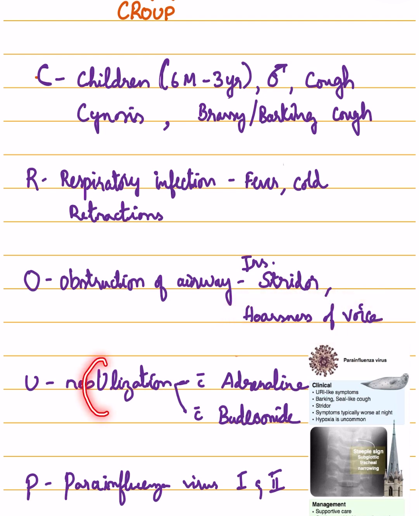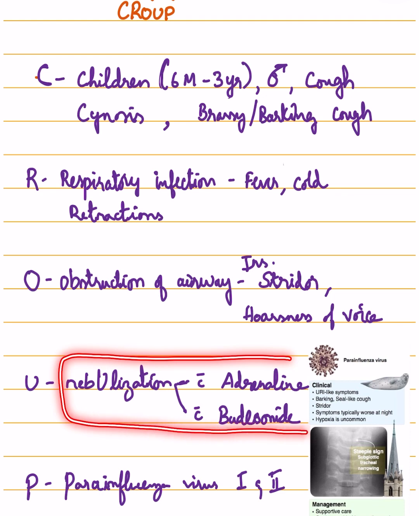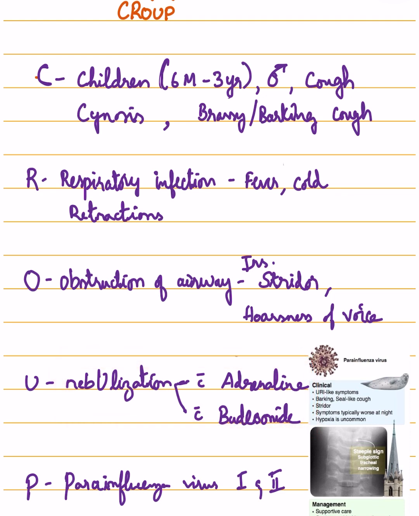And U stands for nebulization, which is the treatment of this CROUP. Nebulization with adrenaline and budesonide is the mainstay of treatment if a child is suffering from acute ALTB. Because these are given, it reduces the inflammation, reduces the swelling, thereby improving the airway.